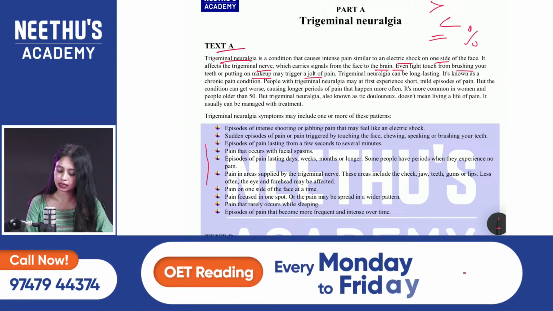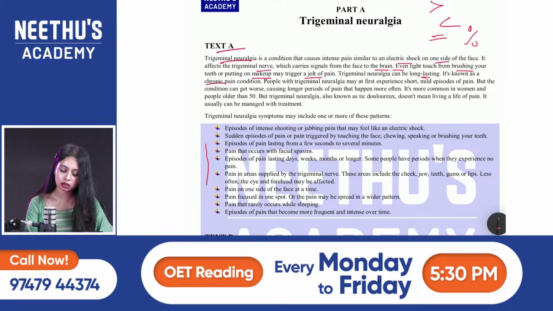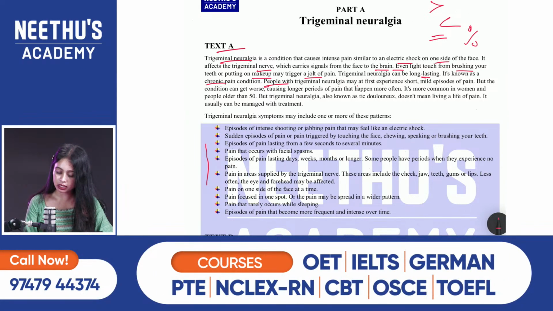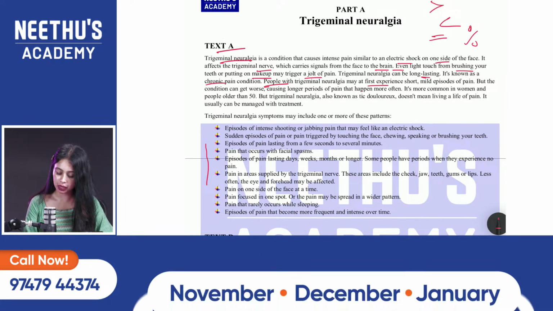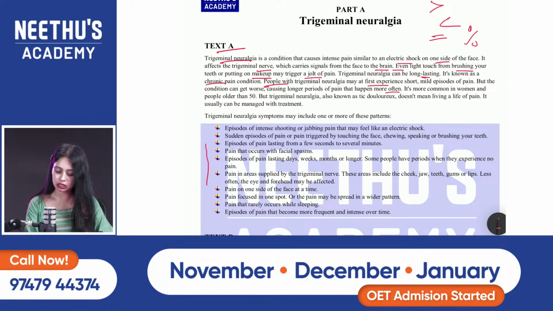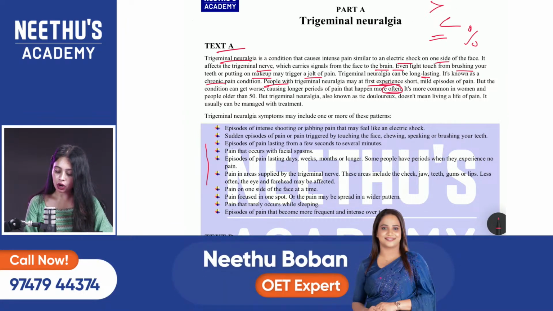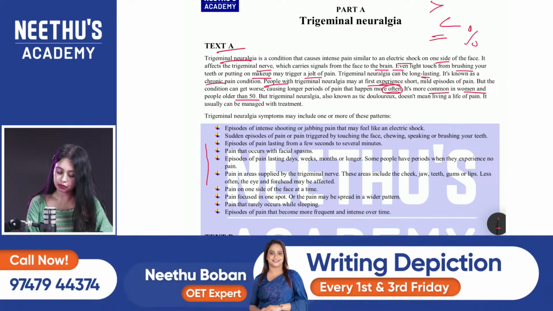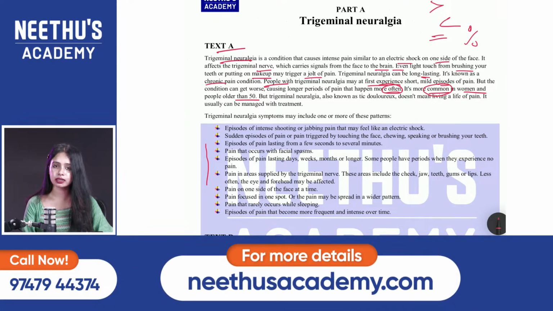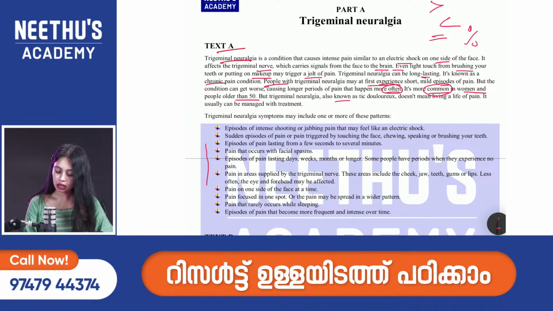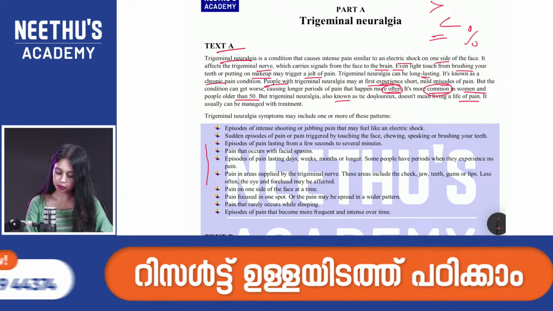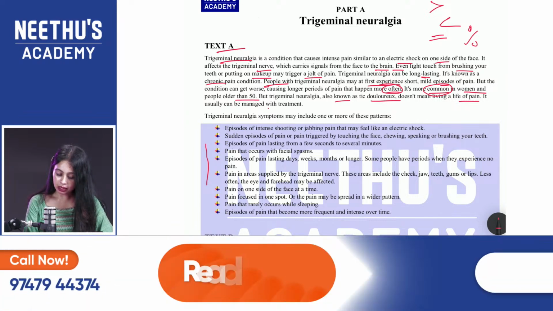Then trigeminal neuralgia can be long lasting. It is known as a chronic pain condition. People with trigeminal neuralgia, or TN, may at first experience short, mild episodes of pain, but the condition can get worse, causing longer periods of pain that happen more often. "Often" is a word that indicates time. It's more common in women and people older than 50. So it is more common in women, not men and women, and older than 50. But TN, also known as tic douloureux, doesn't mean living a life of pain. It can usually be managed with treatment.